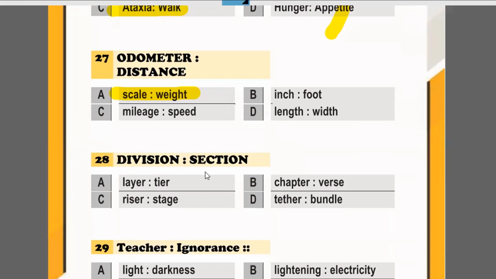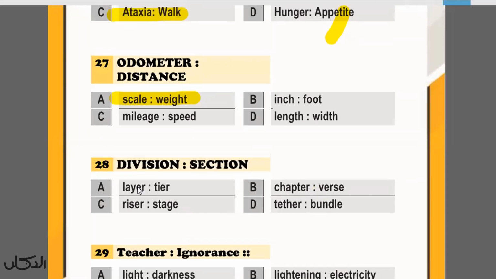First, division and section, both are nouns and both are synonyms. Okay. Chapter is a verse, wait, no, synonyms. No, chapter is not a verse. Okay. What else? A tether is not a bundle. I heard one of you say the correct answer. D is wrong. Yeah, A. It's A. Yeah. Layered means type.